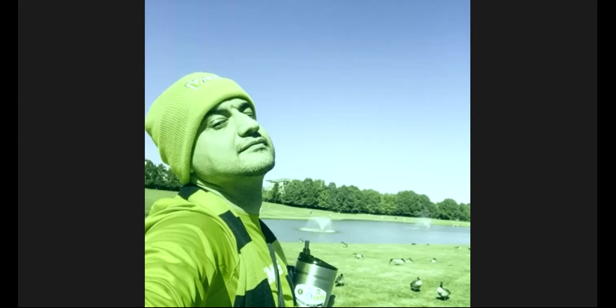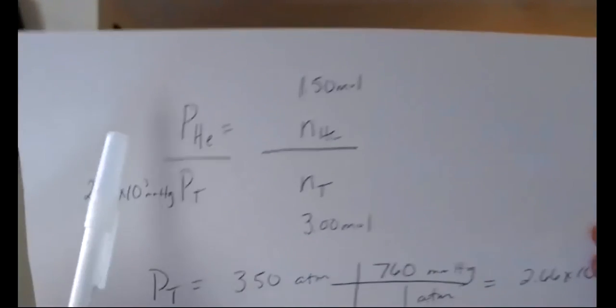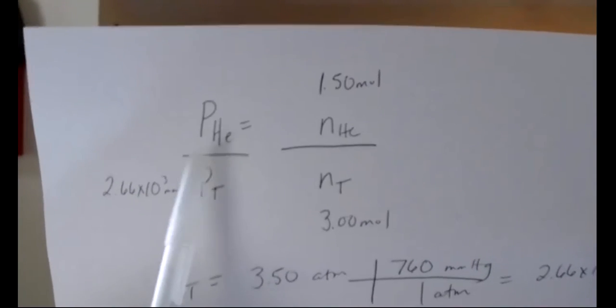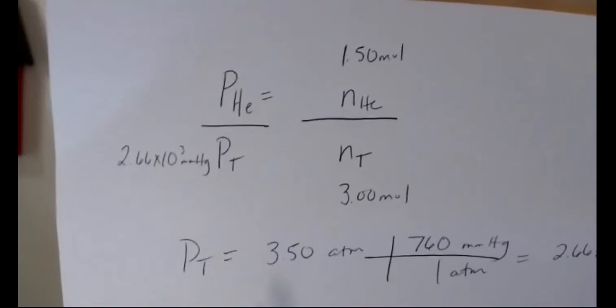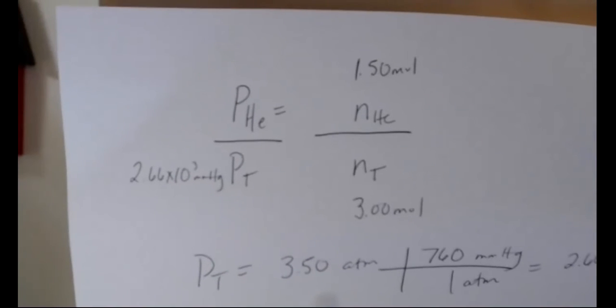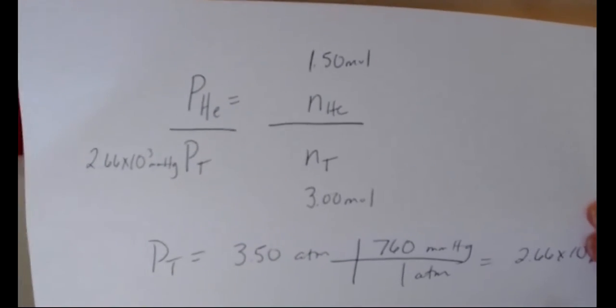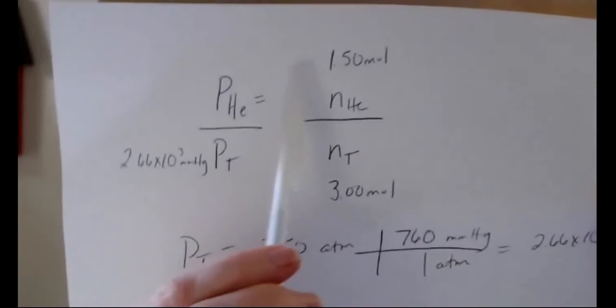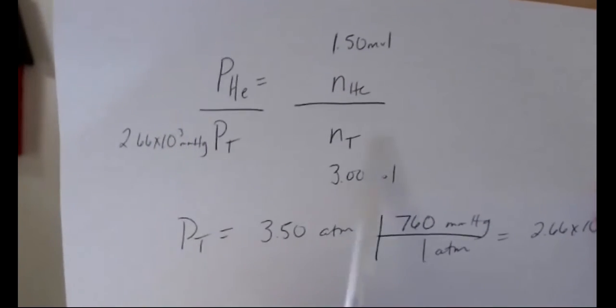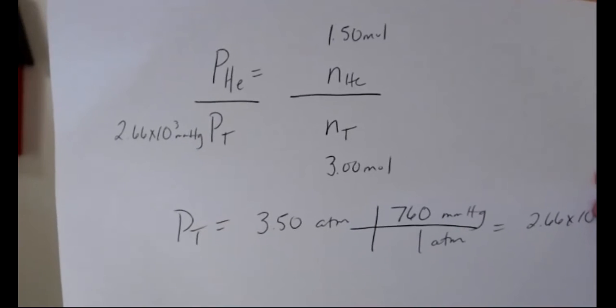Where are you getting the numbers that you're dividing by? Here, look, this is the formula. The partial pressure of helium to the total pressure, but they don't want 3.5. They want it converted to millimeters of mercury, is equal to the moles of helium to the total moles.